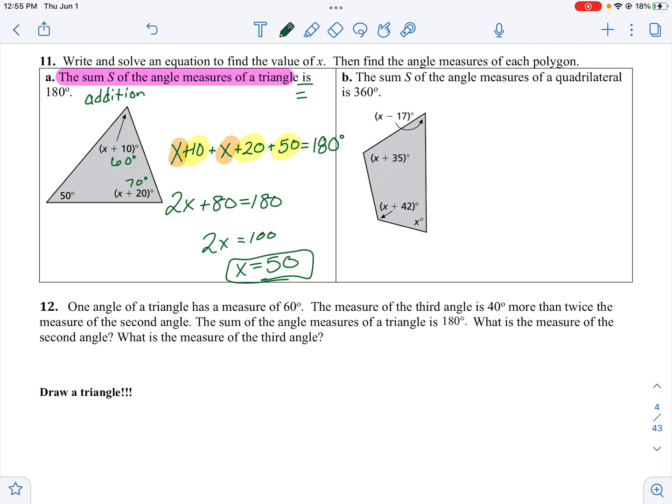Let's take a look at B. The sum of the angle measures, just like before. I have to add my angle measures: x minus 17 plus x plus 35 plus x plus 42 plus x. The sum of the angle measures is, that means equal to, 360.